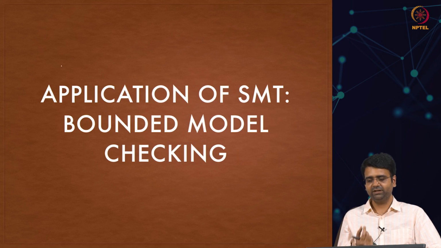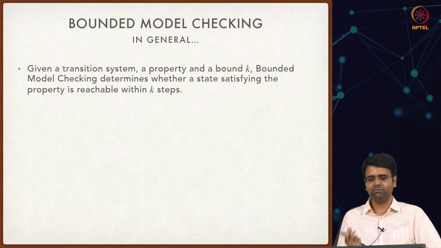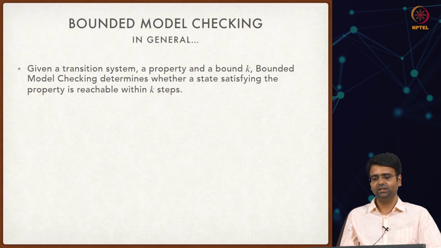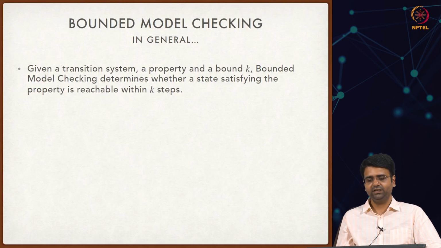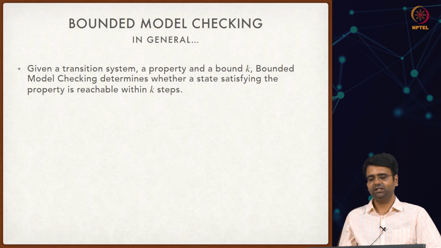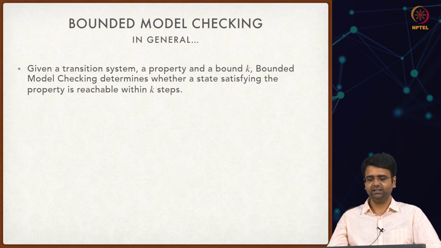So, let us look at a very simple example of how we can use SMT in order to perform what's called bounded model checking. So, what is bounded model checking in general? Given a transition system, a property and a bound K, bounded model checking determines whether a state satisfying the property is reachable within K steps.